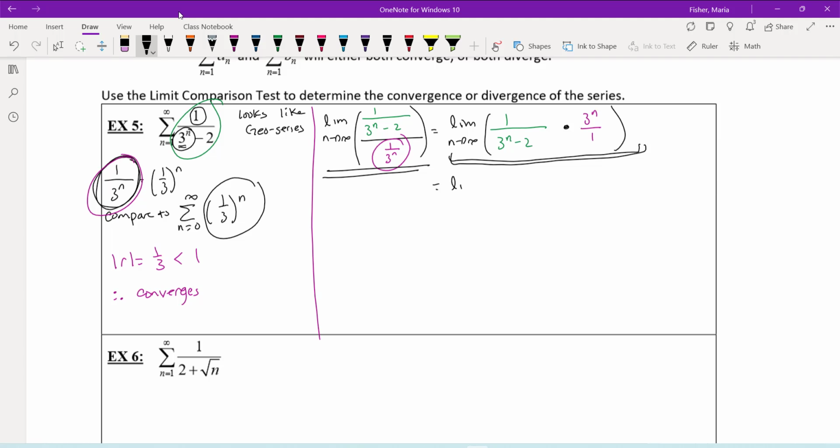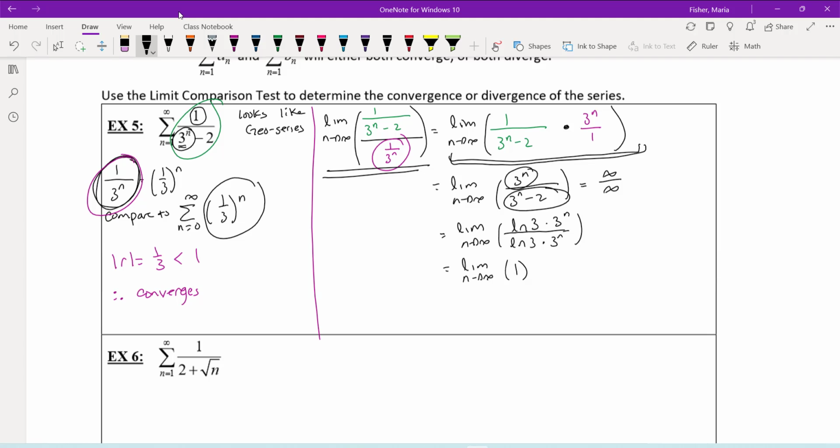If I were to multiply, my numerator becomes 3 to the n, and my denominator stays 3 to the n minus 2. If I take the limit right now, this is infinity over infinity. So what do I do? I use L'Hopital's rule. Well, L'Hopital's rule says to take the derivative of the numerator. We end up with the natural log of 3 times 3 to the n. Take the derivative of the denominator, still the natural log of 3 times 3 to the n. And then clean this up and then take the derivative again. Well, everything's going to cancel, therefore all I'm left with is 1.